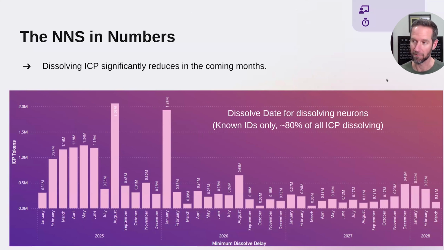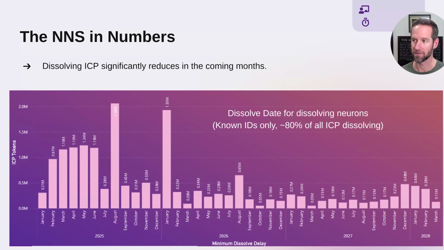I think what you're seeing is that a lot of early neuron holders, the people who haven't wanted to participate in governance, are getting out, and they're being replaced by people who are absolutely committed and looking at the long run. I will point out there's a note here that these are known IDs only, so these are IDs that the dashboard knows about. When we do neuron indexing, we'll be able to get all of them, but this represents about 80% of the ICP dissolving.